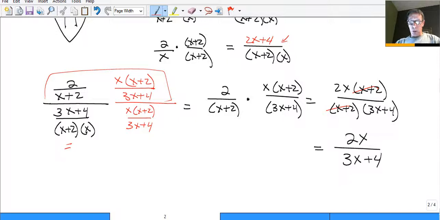So we can see that we have 2 over x plus 2 times x plus 2 over 3x plus 4. And now it's just a standard multiplication of rational polynomials. It's already factored. So if I multiply these together, I have 2x times x plus 2 all over x plus 2 times this 3x plus 4. The x plus 2's will cancel out, giving me 2x over 3x plus 4.